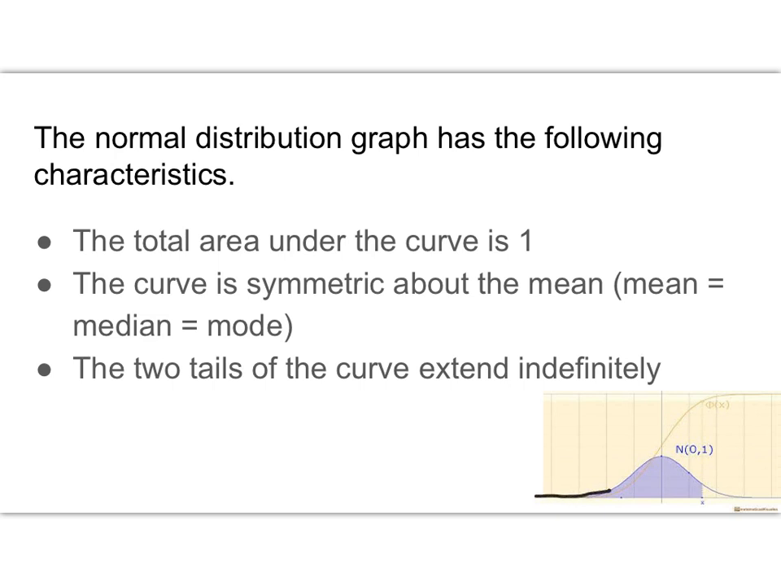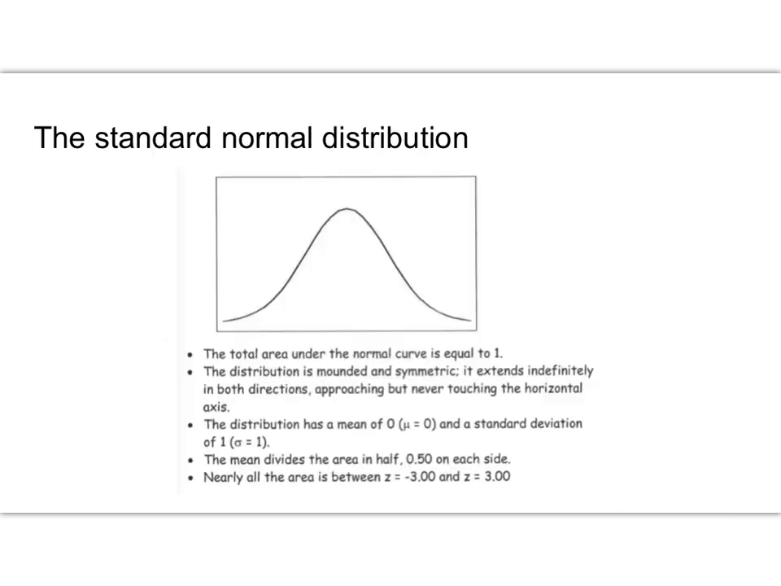And then the two tails of my curve extend indefinitely. They get closer and closer to the x-axis, but they never touch. If you're familiar with mathematical terms, that means that they have an asymptote. So that is the curve that makes up the standard normal distribution.